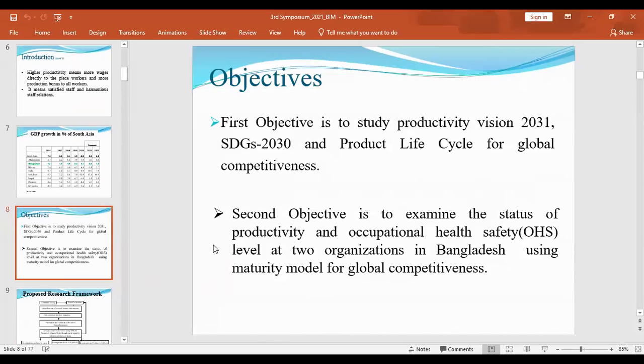Our first objective is to study productivity vision 2031, sustainable development goal 2030, and product life cycle for global competitiveness. The second objective is to examine the status of productivity and occupational health and safety level at two organizations in Bangladesh using a maturity model for global competitiveness.